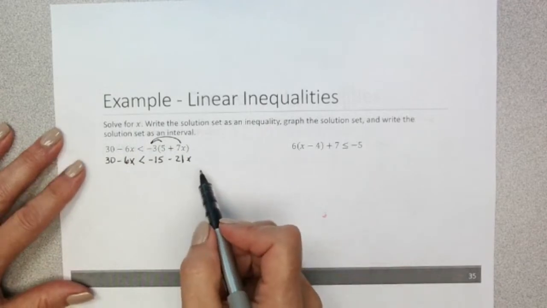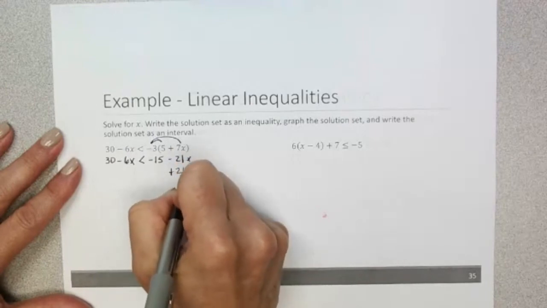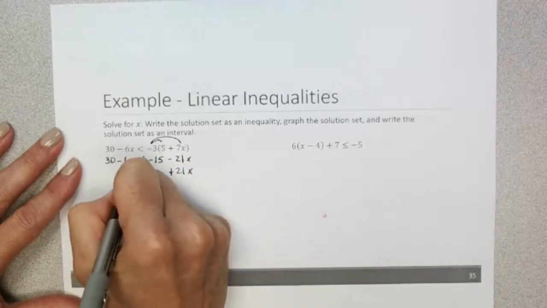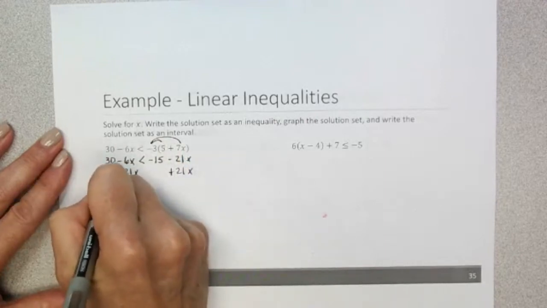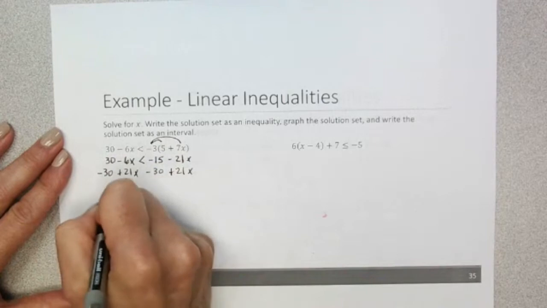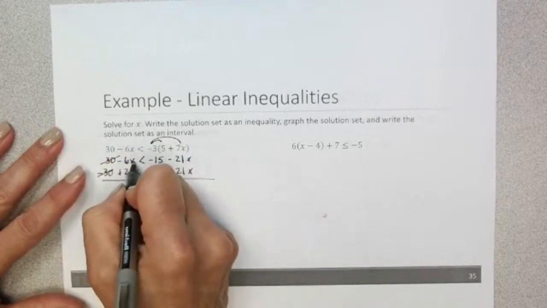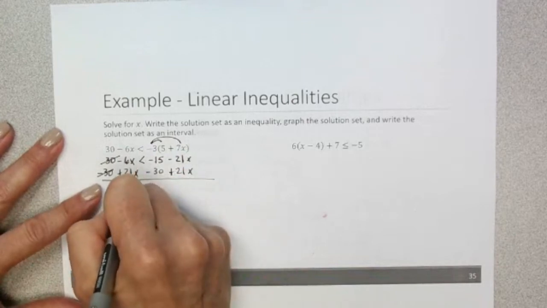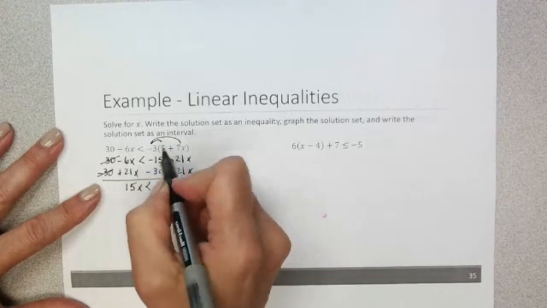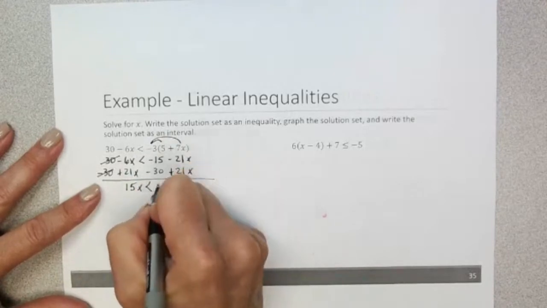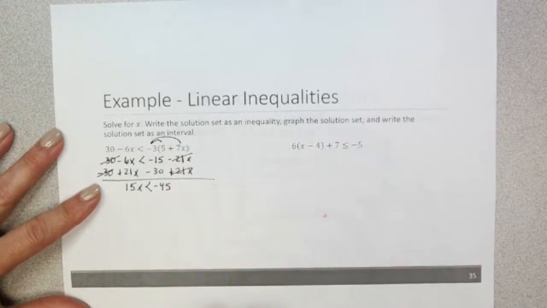I think I'm going to go ahead and put the x terms on the left. So I'm going to add 21x to both sides. And we'll get the constants on the right, so I'll subtract 30 from both sides. Okay, these 30's add out here, and negative 6x plus 21x is going to be 15x. That's going to be less than negative 15 and negative 30. That's negative 45, and the 21x's add out.